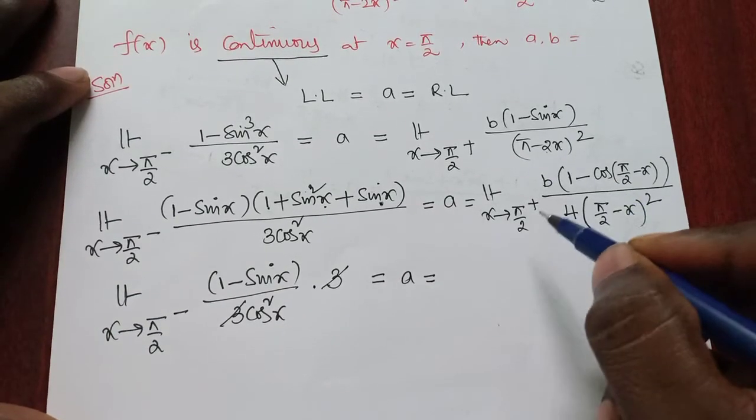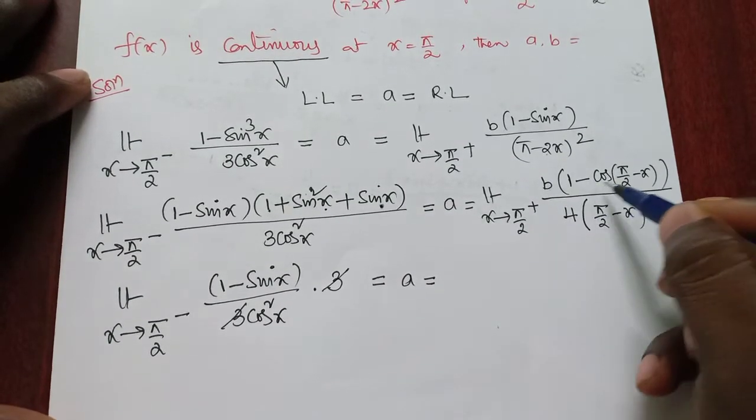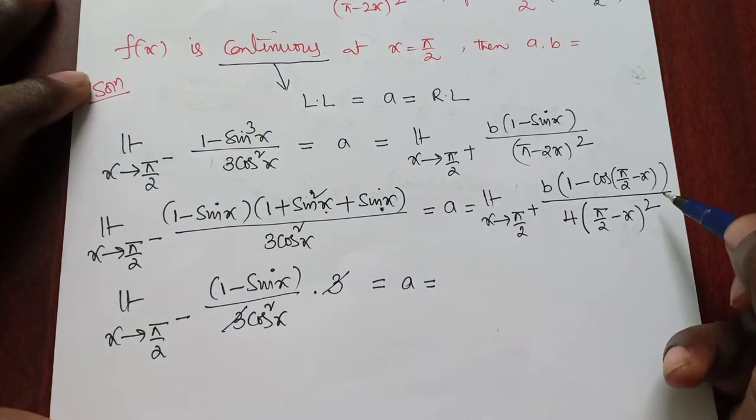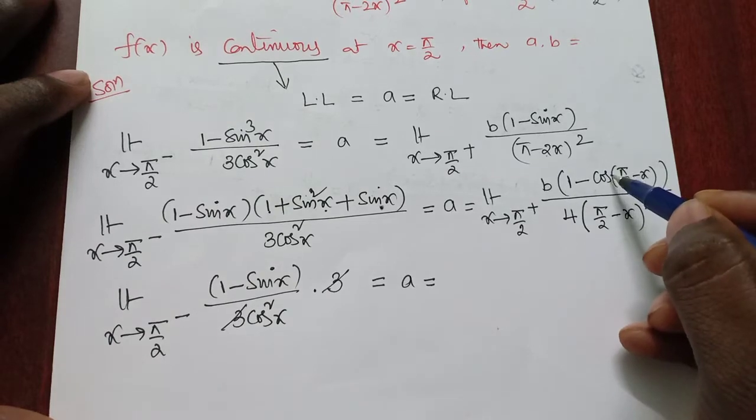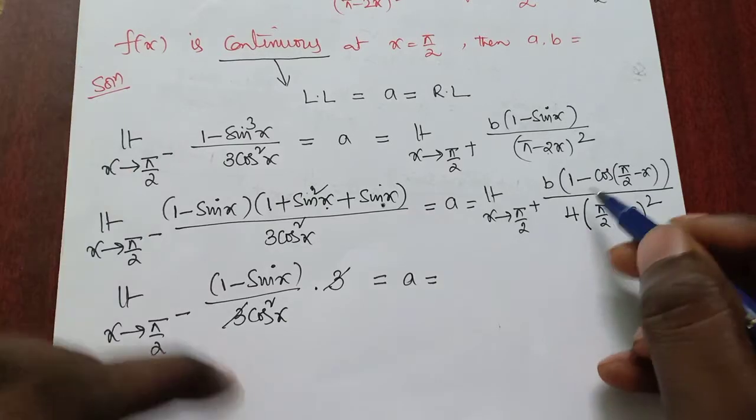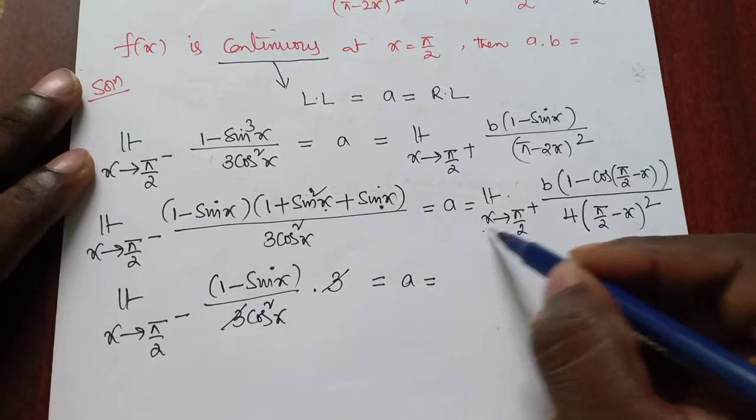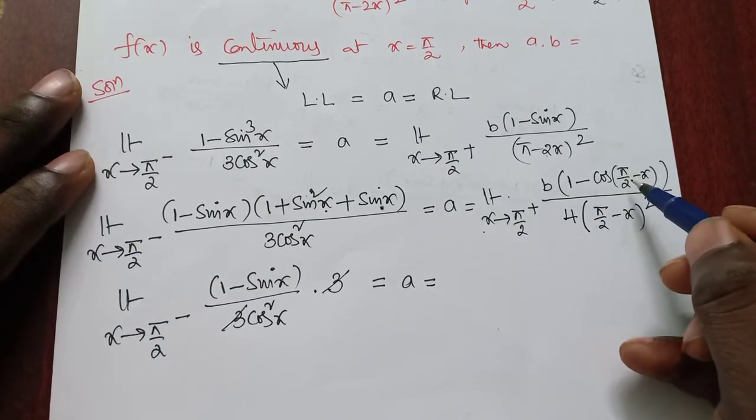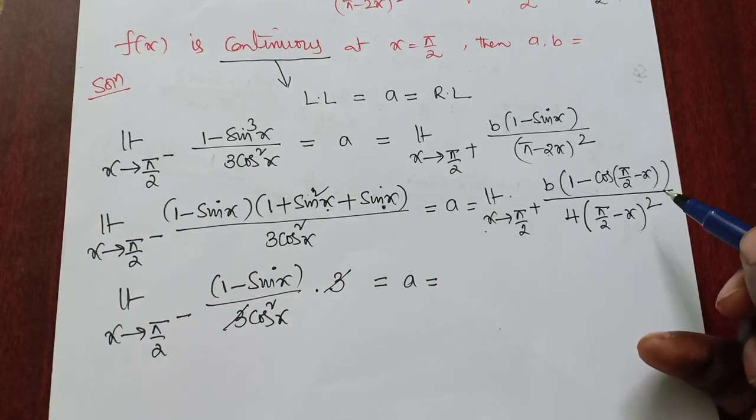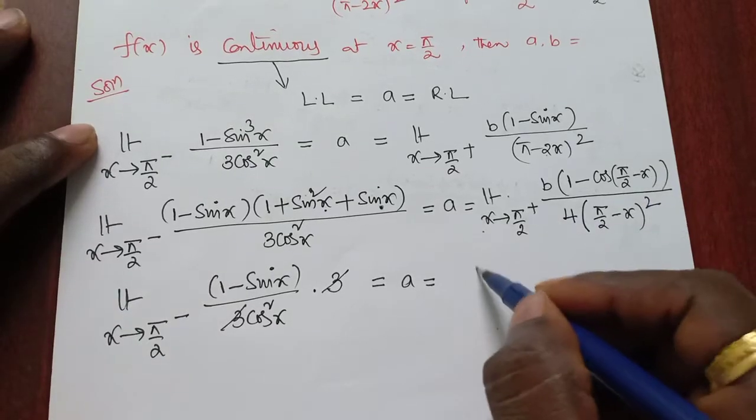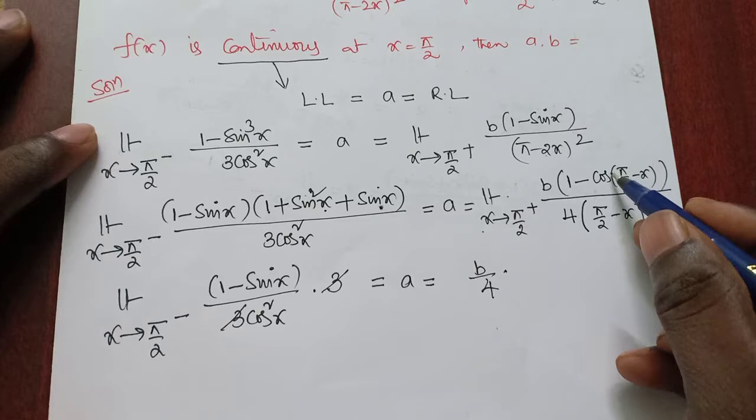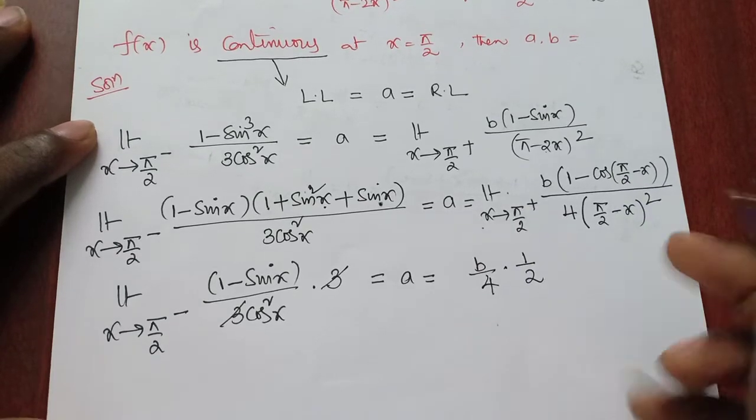now coming to the right hand limit, we already know that limit x tends to 0, (1 minus cos ax) by x square is a square by 2. Here in place of a, what do we have? 1. So it is in the form of limit f of x tends to 0, (1 minus cos f of x) by f of x whole square. Now it is 1 by 2. So b by 4 is a constant, put it outside. a square by 2, a is 1 here, so 1 by 2.